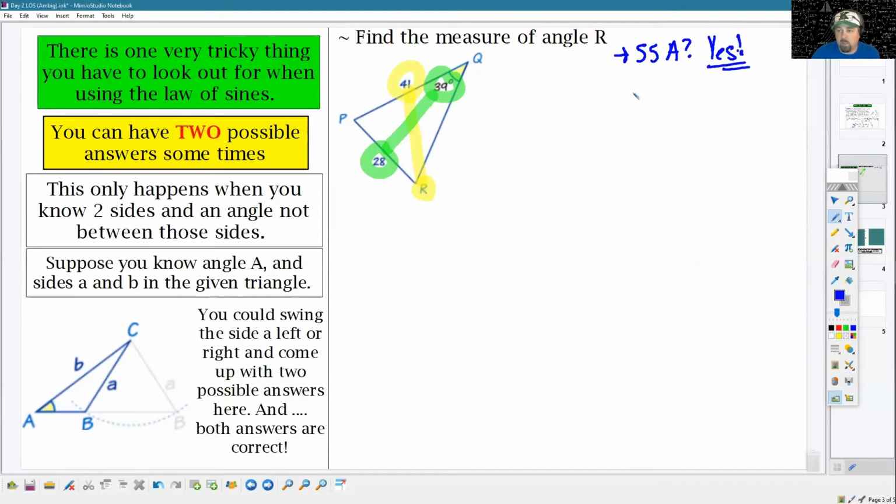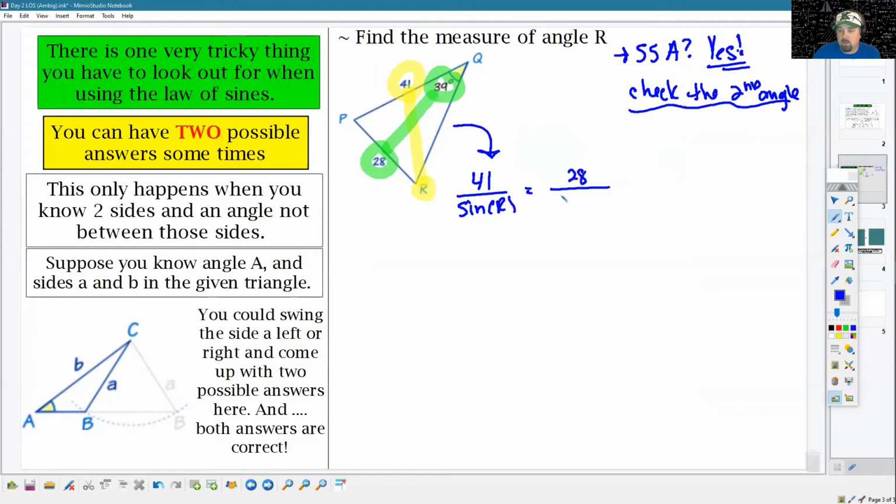So what it means is we need to check the second angle, because the second angle might fit this time. So we're going to start this just like we did before. We're going to set up our two fractions and solve. So we have 41 over the sine of that angle R is equal to 28 over the sine of 39. We're going to cross multiply just like we did yesterday and solve this.